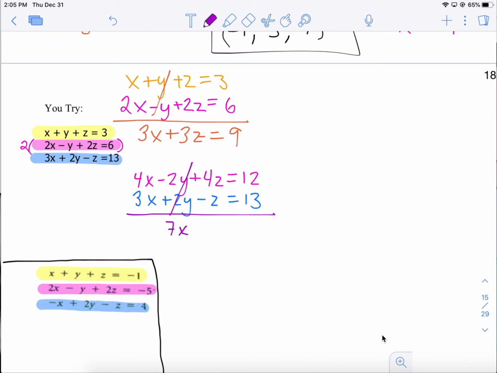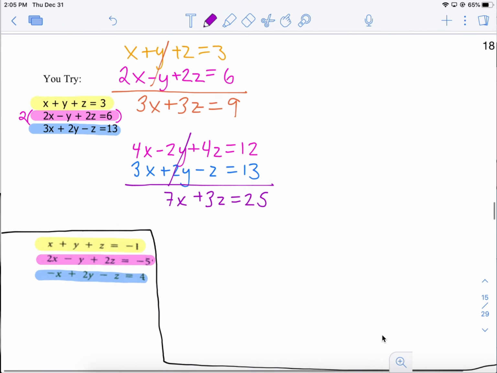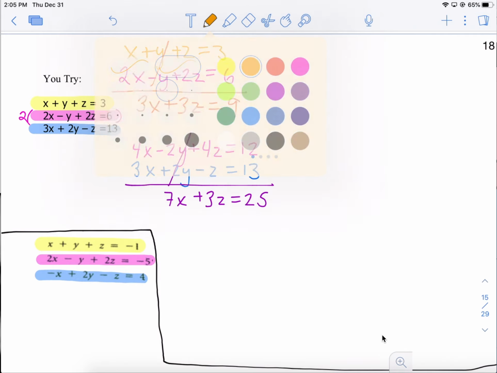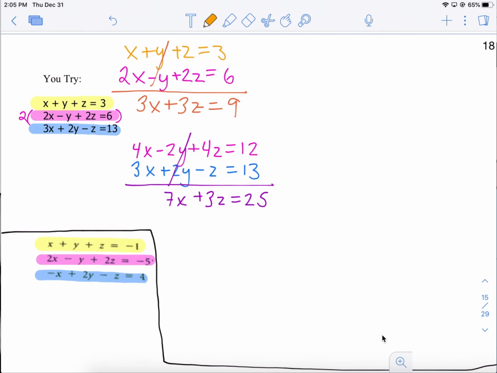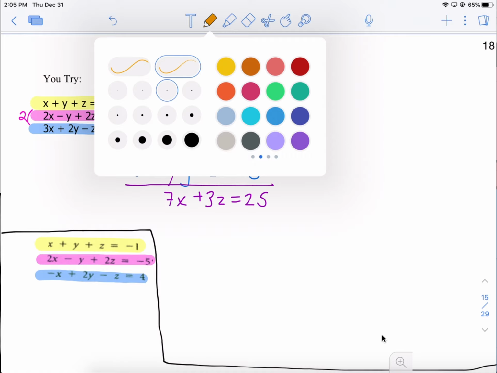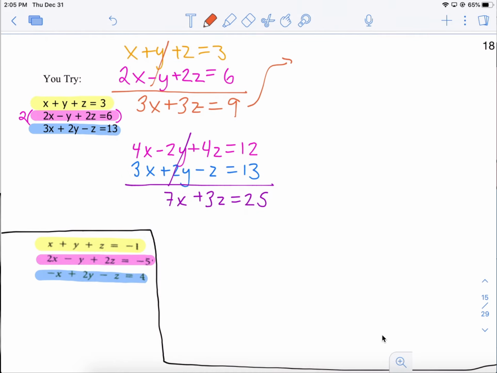4z minus a z makes 3z's. And 12 and 13 is going to make 25. All right, now, my equations do not automatically cancel each other out, right? My purple and my orange don't eliminate each other, so we're going to have to multiply by something. If I look at it, it looks like I could change the equation. If I change the orange one, and all I did was multiply by a -1, I could make the z's cancel because I would have a -3 and a +3. So let's do it that way.